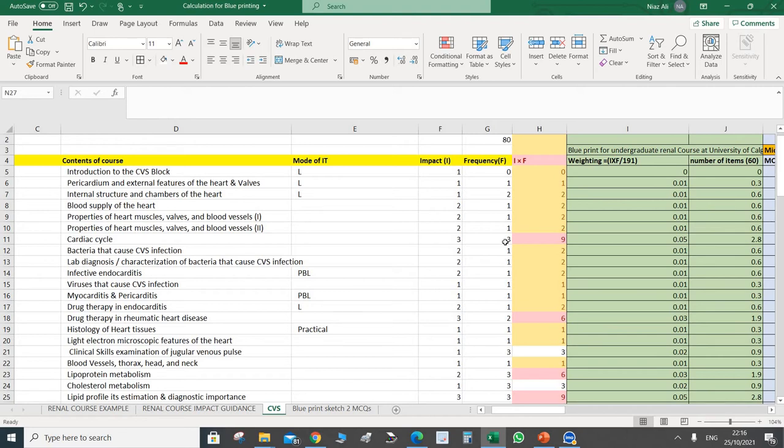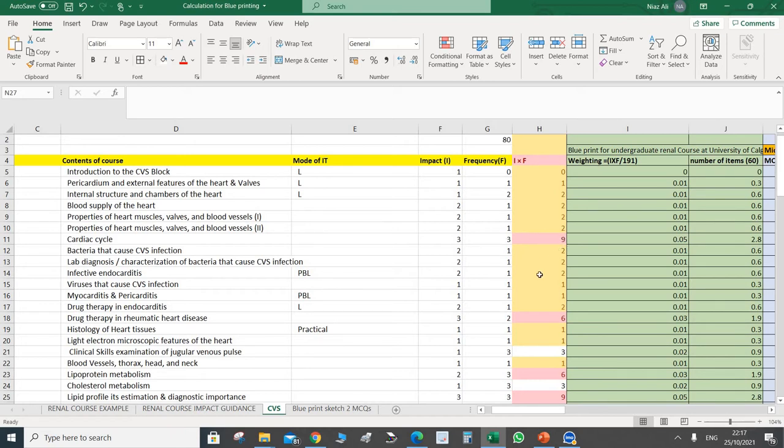And here the impact of this particular topic, the cardiac cycle, is very important, because in the practice of cardiology or heart-related problems, the doctor always requires the cardiac cycle. He must know the cardiac cycle, which includes electrocardiogram, action potential, heart dimensions, sizes and sounds. And this is the primary topic in this cardiovascular block. So it is given the highest impact of 3 and the highest frequency, how frequently they come across it as a physician. So it gives you a higher value, 9.